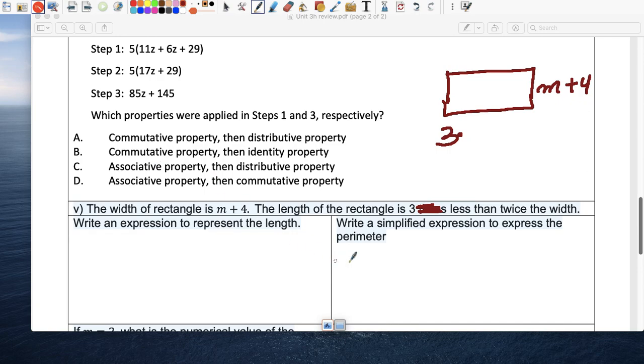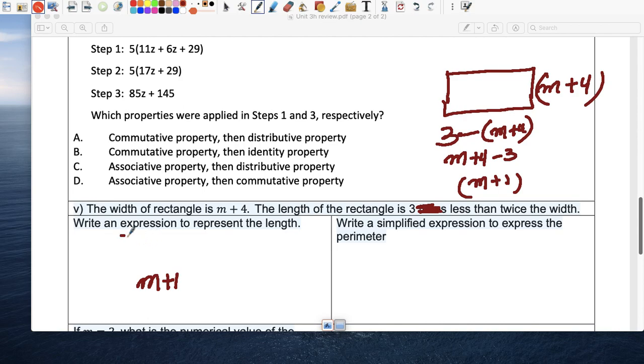So 3 less than twice the width, which is m plus 4. We're going to make a little switch because it's less than, so that becomes m plus 4 minus 3, which you can combine like terms, and that is just m plus 1. So the length is m plus 1, the width is m plus 4. So the expression to represent the length is m plus 1. That would have been your first point.